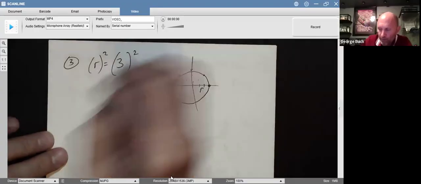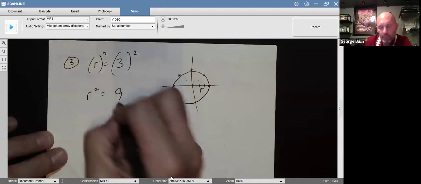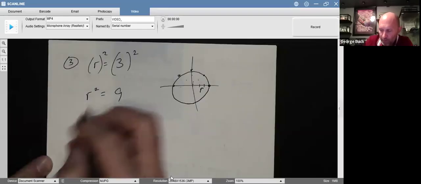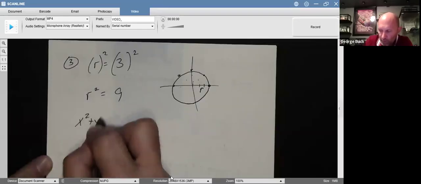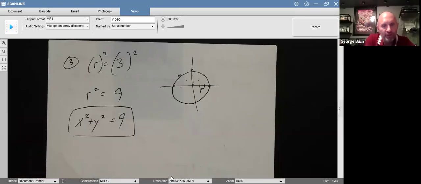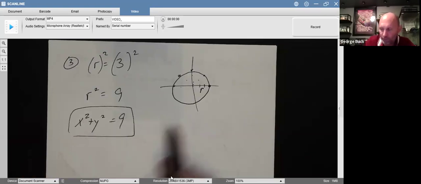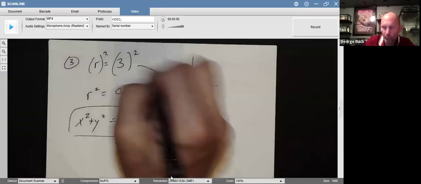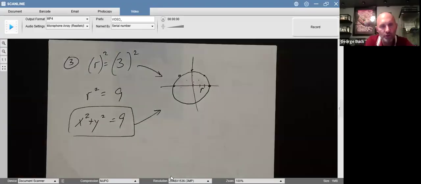So I get r squared is equal to 9. And now r squared is x squared plus y squared. So I get x squared plus y squared is 9. And if you think back to Math 126, when we were doing circles, this is a circle centered at the origin with the radius being the square root of this guy. Square root of 9 is 3. So it is a circle with radius 3, the same picture, no matter which way we went with the equation.